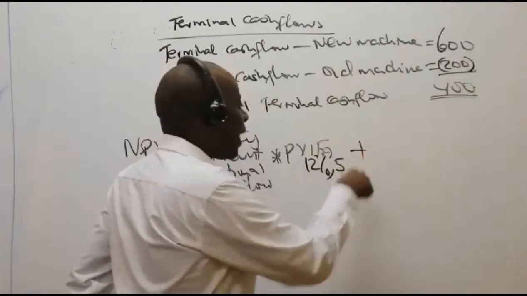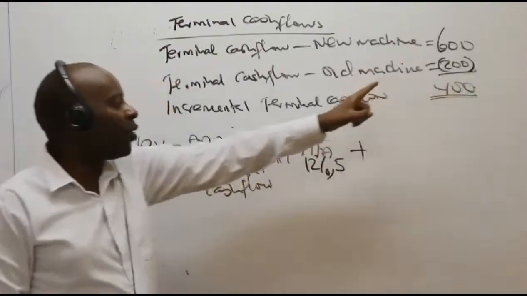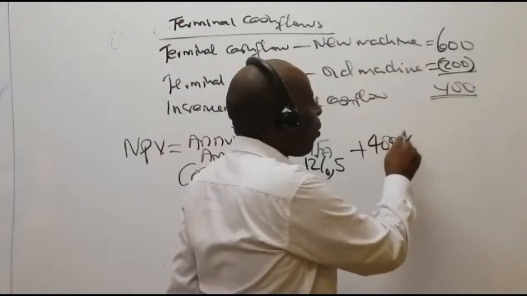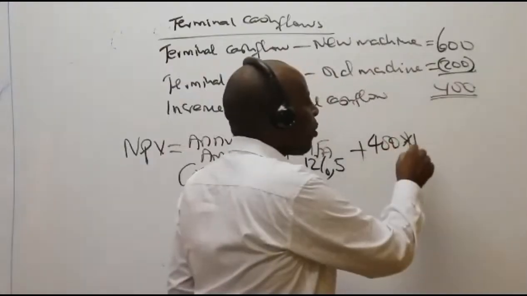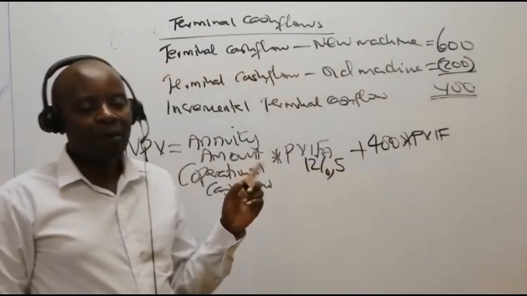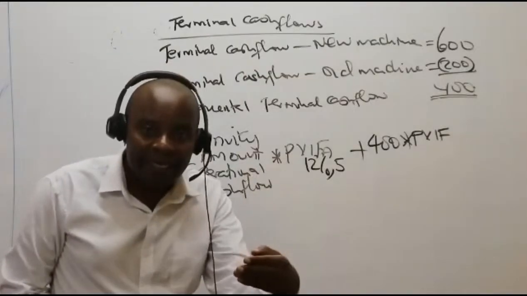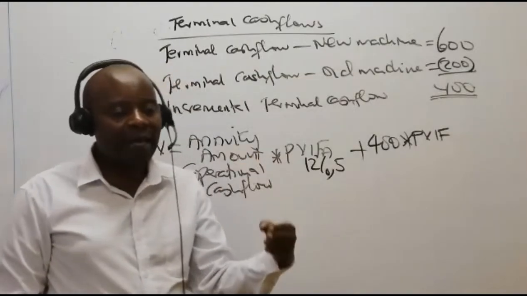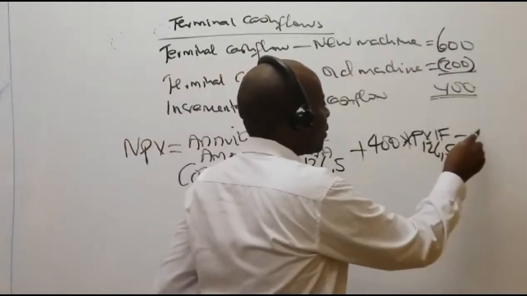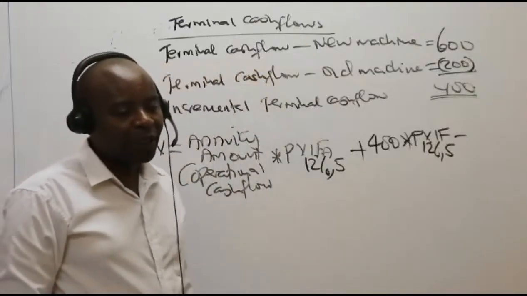Plus, there is this other cash flow when things come to an end. There is a terminal cash flow of 400, but because it's a one-off amount, we can only multiply it with the PVIF, the present value interest factor. The parameters are still the same, 12% and 5 years, and then at the end of the day, we'll subtract the initial outlay.